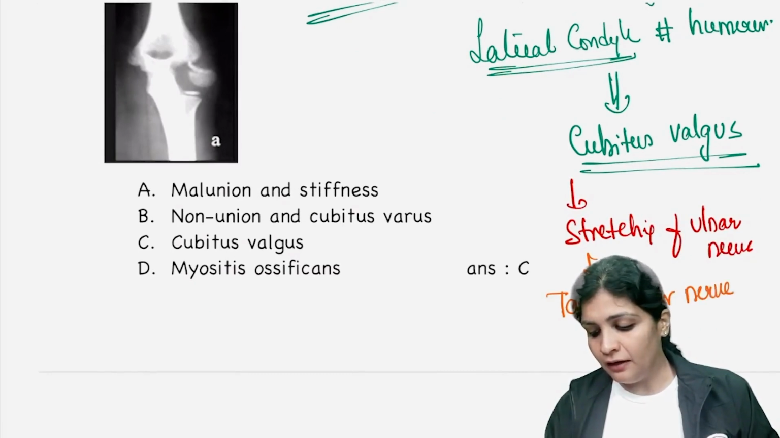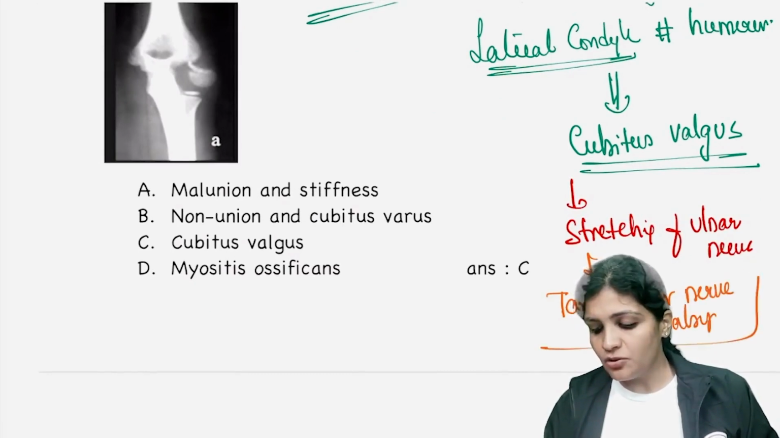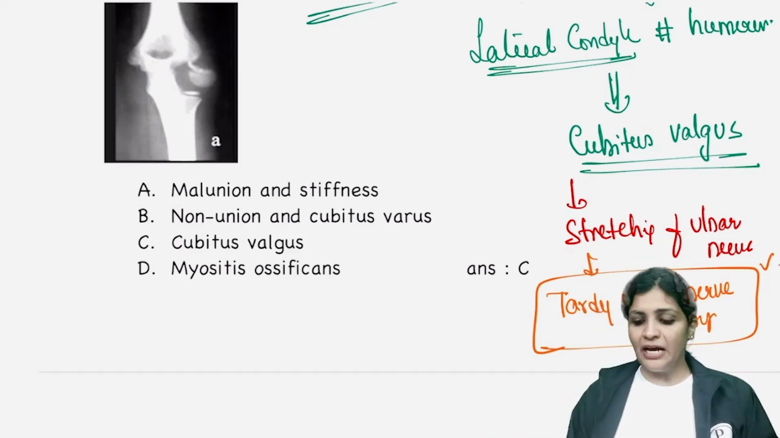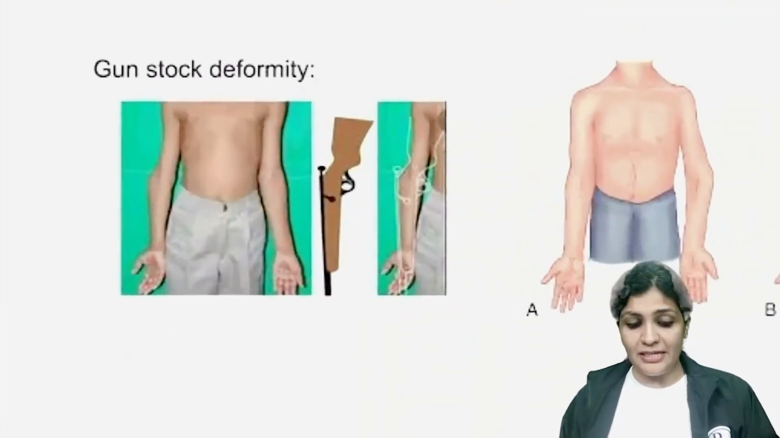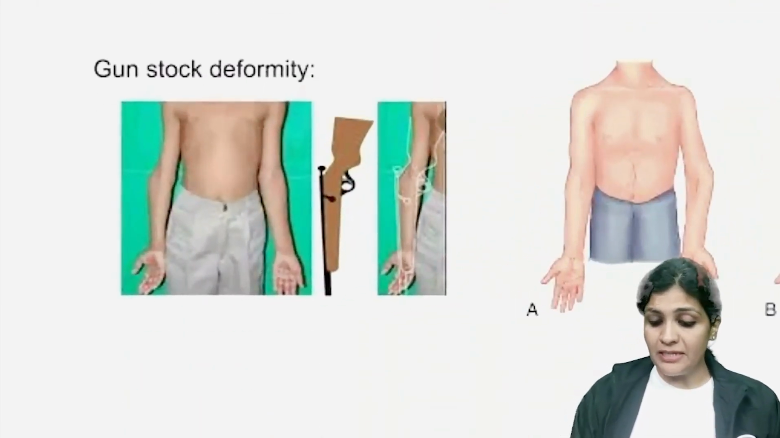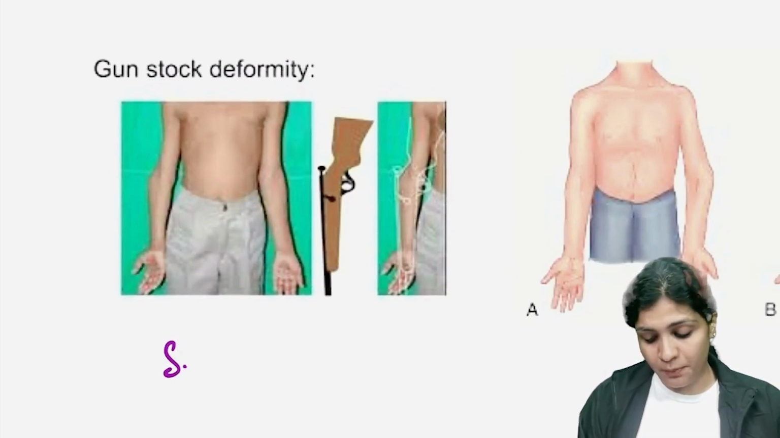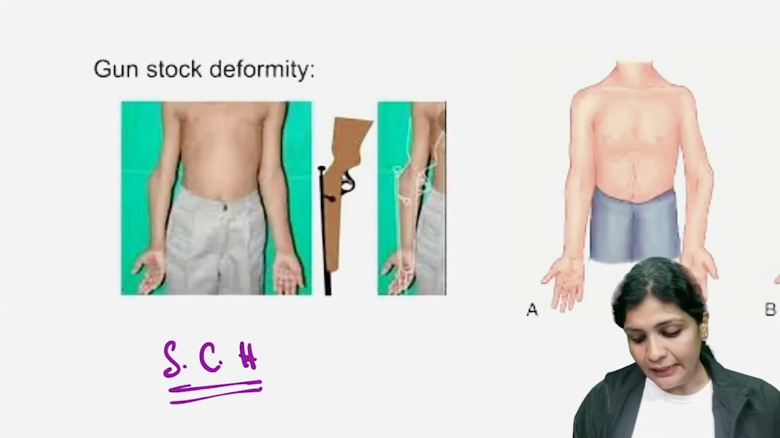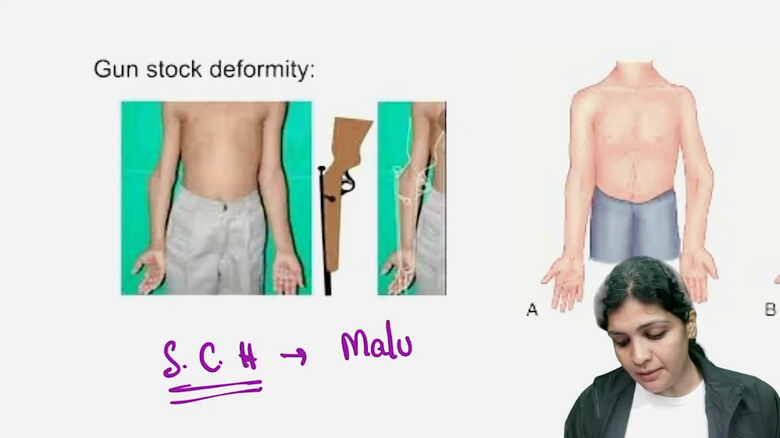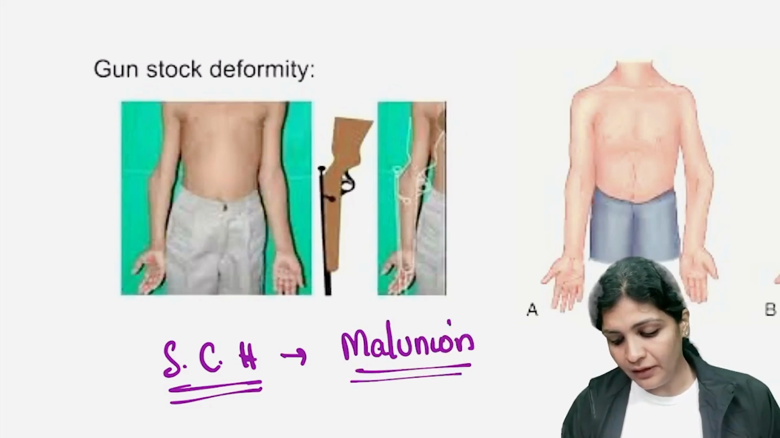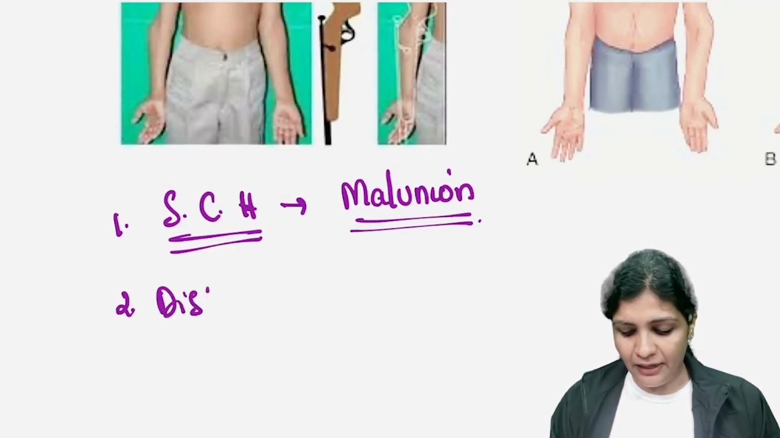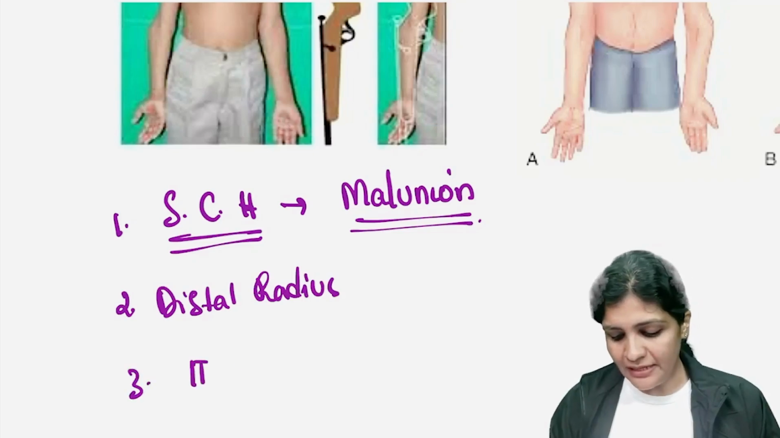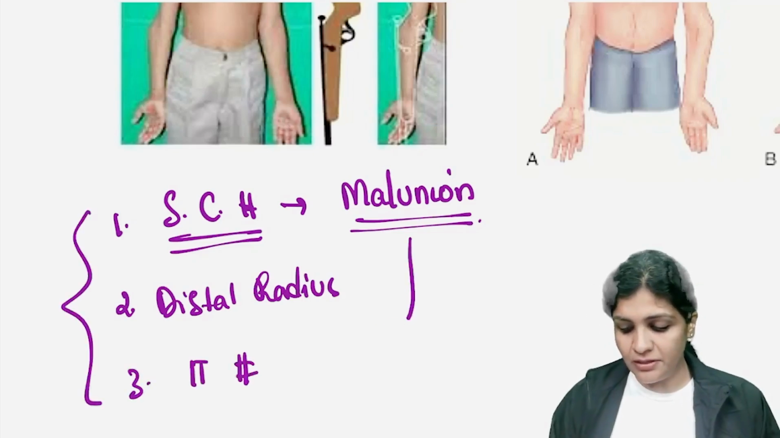Tardy ulnar nerve. That means there is a stretching of the ulnar nerve. Tardy is nothing but a slow ulnar nerve. So this is gunstock deformity. This is usually seen in case of supracondylar humerus, and here the complication is malunion. Examples of malunion: supracondylar humerus, distal radius, IT fracture. So these three will result in malunion.